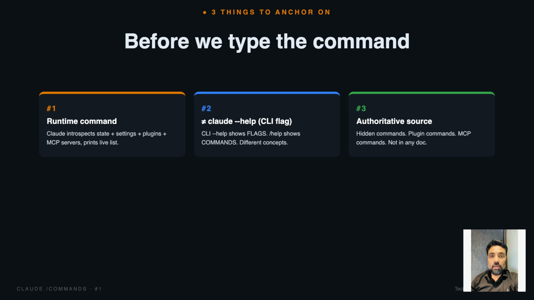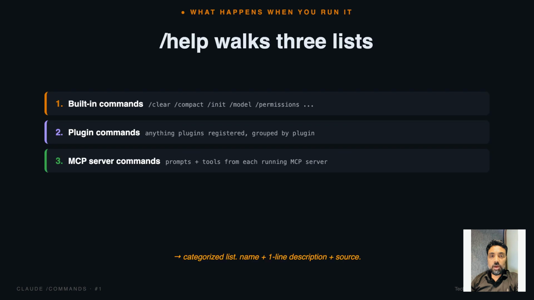Let me walk you through what happens when you actually run it. You type slash help and press enter. Claude pauses for a fraction of a second while it gathers 3 lists. First, the built-in commands, things like slash clear, slash compact, slash init, slash model, slash permissions. These ship with every Claude Code install, around 20 of them, depending on version. Second, the plugin commands. If you have any plugins installed, they each contribute their own slash commands. So slash help shows them grouped under their plugin name.